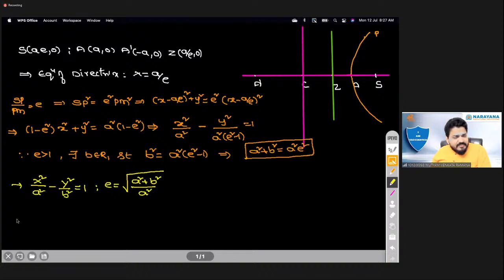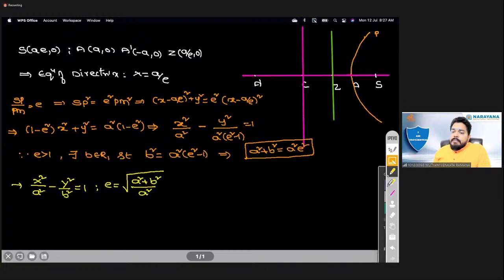Sir, is B greater than A? We don't know. That's why we got B square is equal to A square into E square minus 1. B need not be greater than A. Only E is greater than 1, only that we know. Here, unlike the ellipse, in a hyperbola A can be greater than B or B can be greater than A. There is no problem.